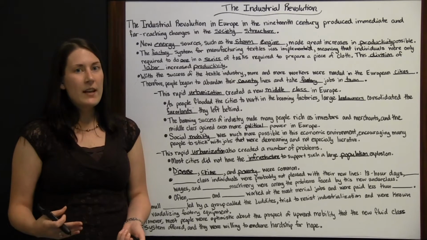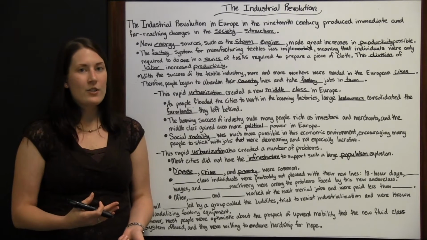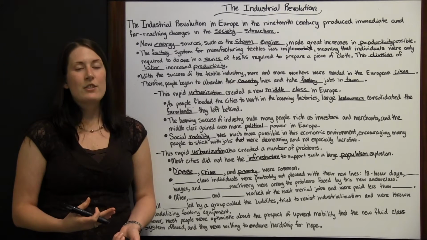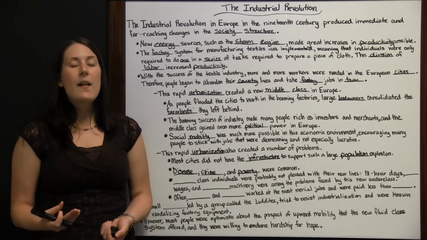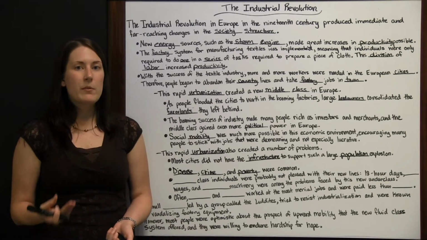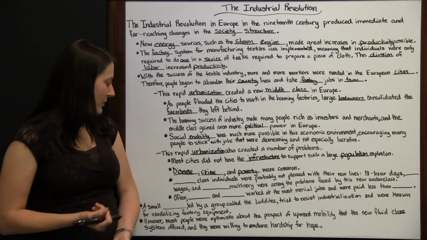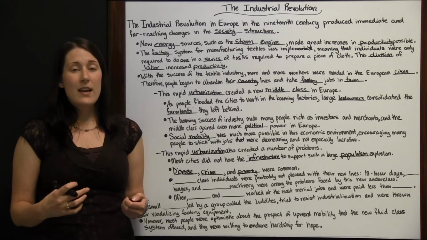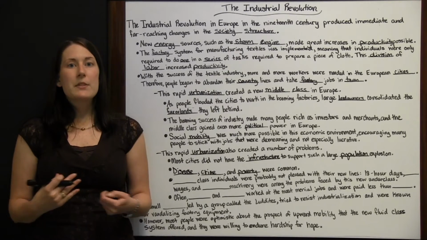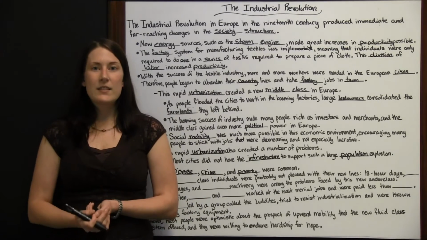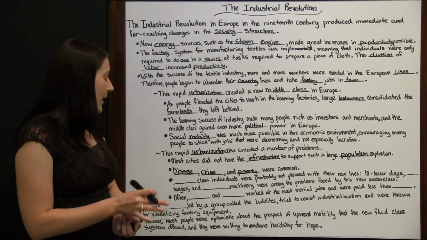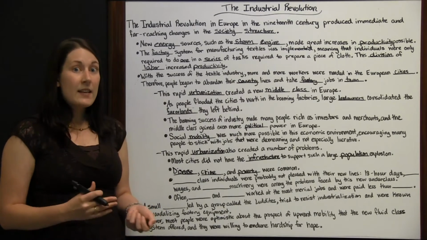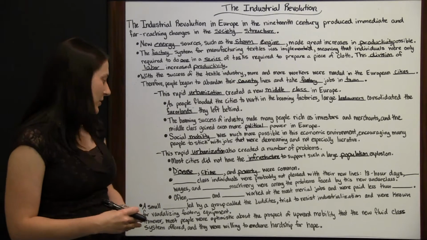Crime was common. If you didn't have money and you couldn't get a factory job, or you weren't making enough of the factory job and your family still needed to eat, then you may steal from someone to be able to make ends meet. And then disease. With so many people living so closely together, if one person got sick, it was going to spread very quickly, and so disease was common. So there were some negatives to this rapid urbanization.